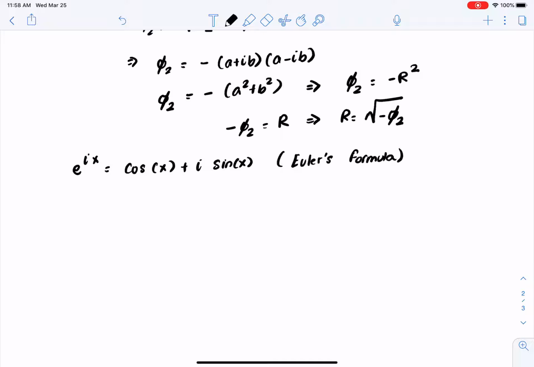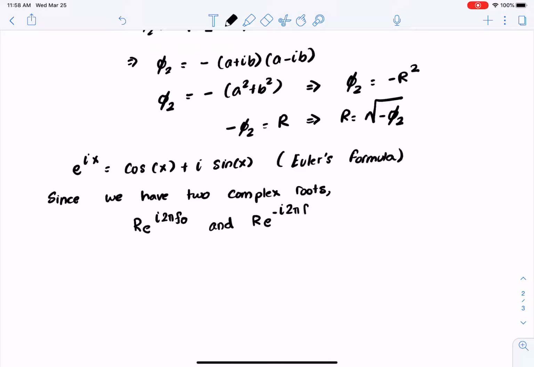So that is quite important. So since we know that we have two complex roots, let's take the first root, a plus ib. We could write it as r times e raised I 2 pi f naught, and the other root as r times e raised minus I 2 pi f naught.